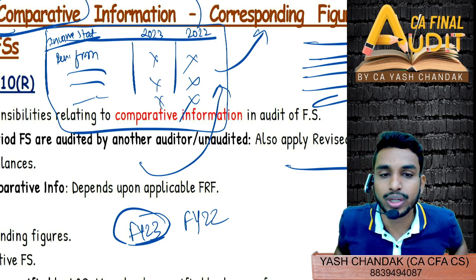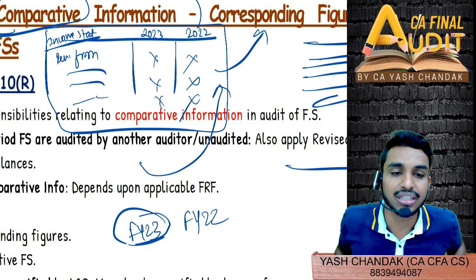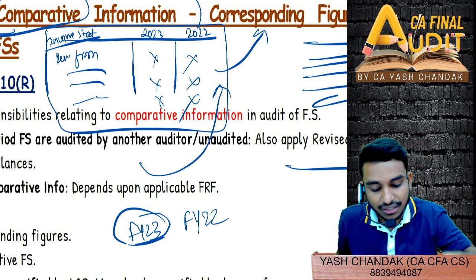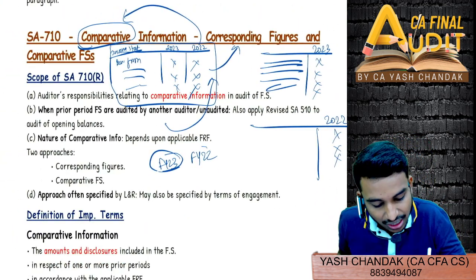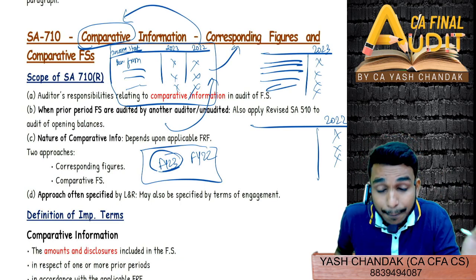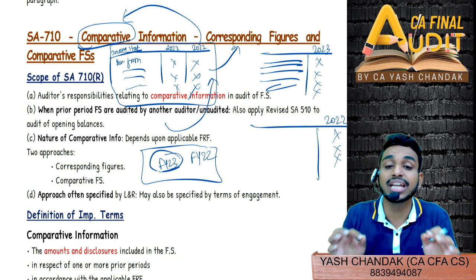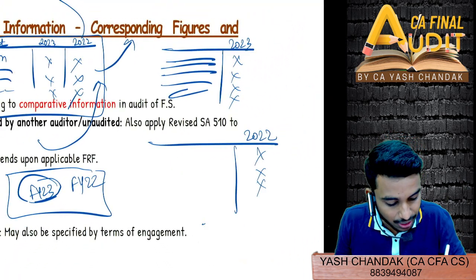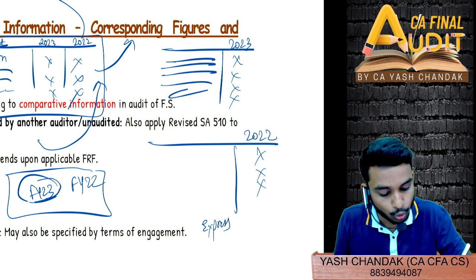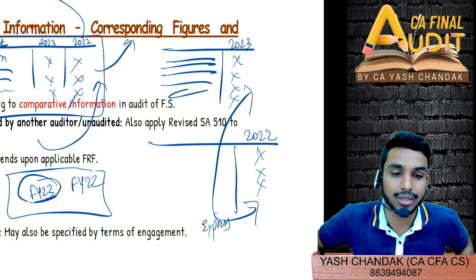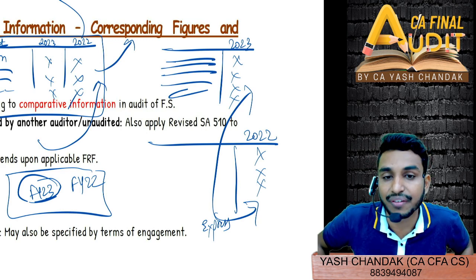Normally in audits, do we express our opinion on the current year FY 23, or on the last year as well? In FY 2023 only, right? So the major difference lies here. With corresponding figures, we give our opinion on the current figures, not on the comparative information. However, in the comparative financial statements, we express our opinion on both the current period and the prior period, the last year.